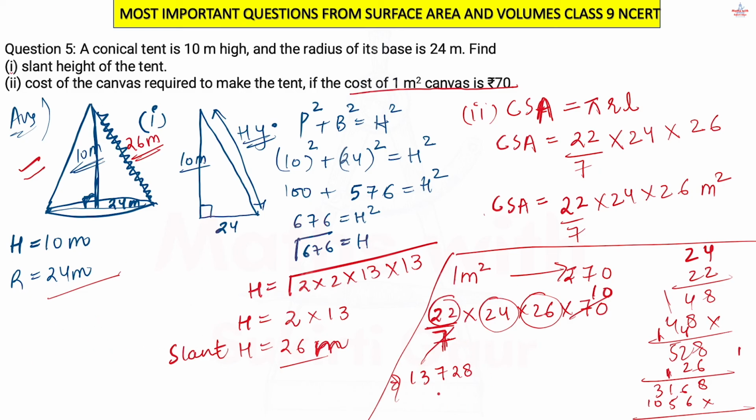So 13728, and we had 10 and 0 by this, so 10 0. This is the cost in rupees. This is the cost for the canvas required to make the tent. We are done with question number 5.